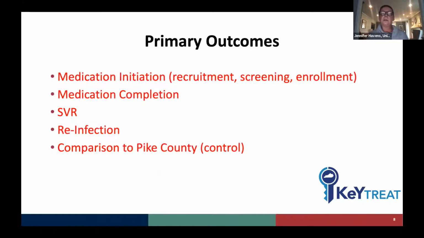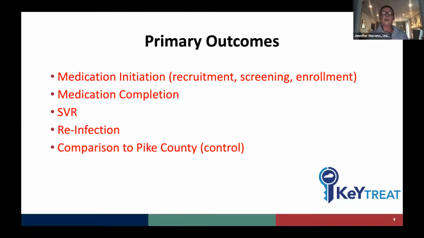So what are the primary outcomes? Medication initiation, and with that goes recruitment, screening, enrollments. How do we get folks to the point where they are enrolling in the study and they're actually initiating medication? How many people are we able to get through that 12 weeks of Sofosbuvir-Velpatasvir?